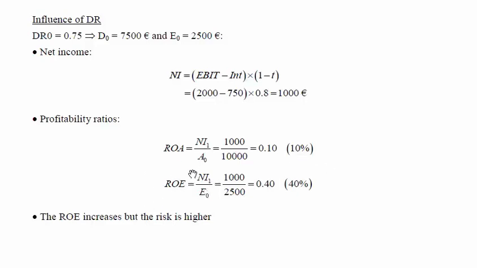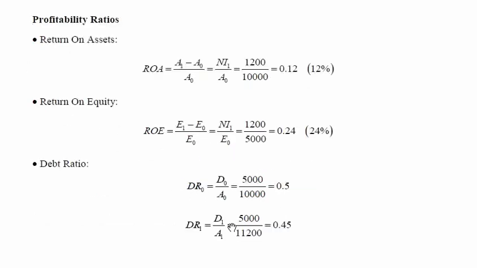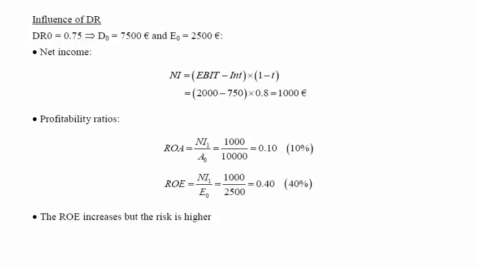But in terms of return on equity, we have almost double, because although the net income is lower, the equity that was used is half. So instead of 24%, we now have 40%. So this means that the shareholders are tempted to use debt, because for them it seems that it is better.